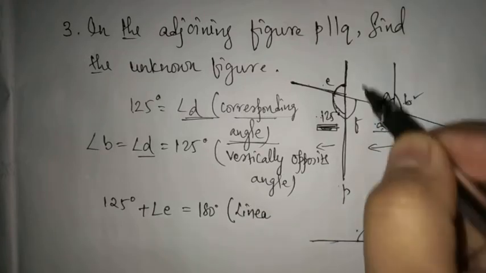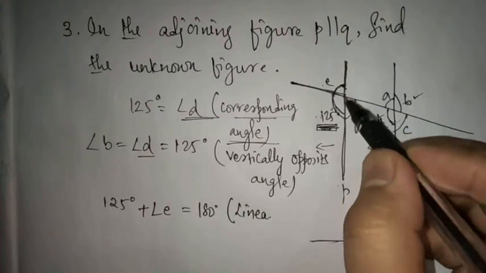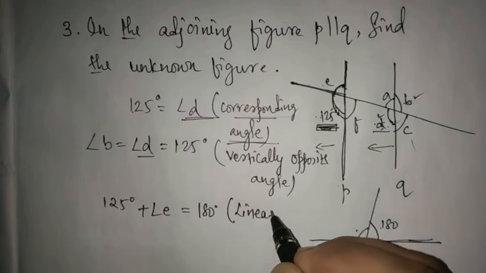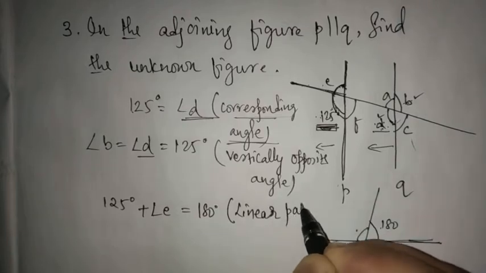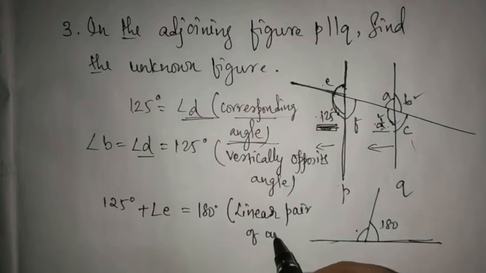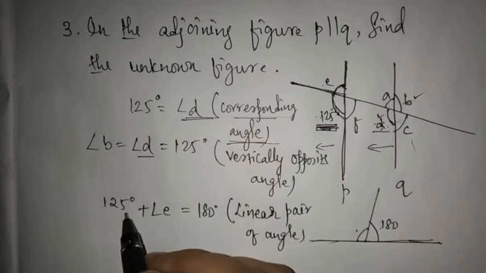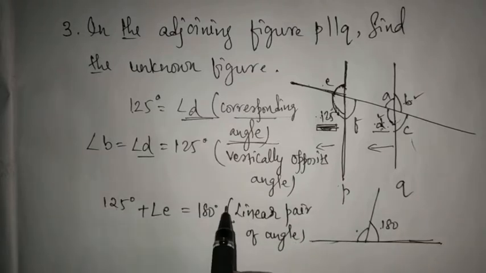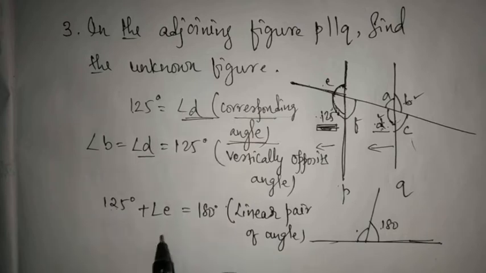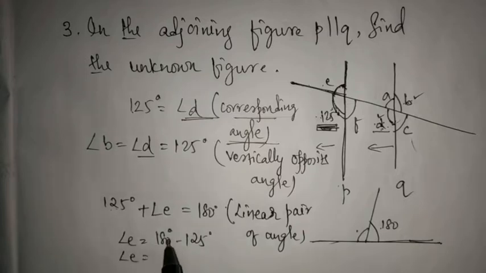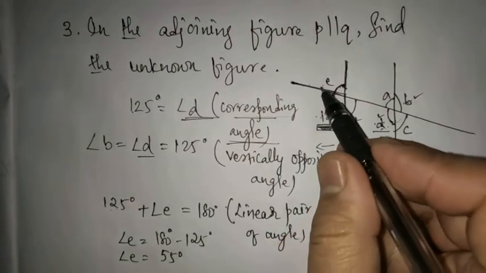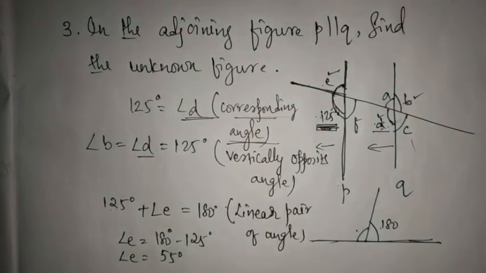They are on a straight line, no? These two angles are formed in linear pair in the straight line. Linear pair of angle, isn't it? So when you move this 125 to this side, what will happen? Angle E is equal to 180 minus 125, right? So angle E is equal to, when you subtract this, 180 minus 125 is 55 degree. Now you got angle E also, that is 55 degree.